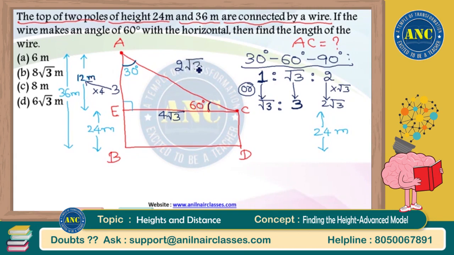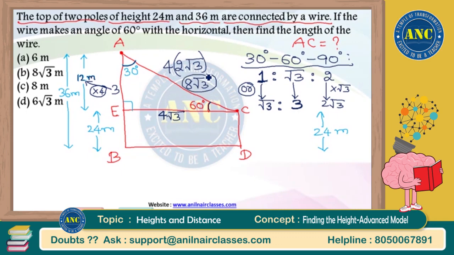According to my assumption, but according to the question, how much are they asking? This value is multiplied by 4. Here also it is multiplied by 4. This also should be multiplied by 4. Answer is 4 into 2 root 3. AC value is 8 root 3. Everything in the diagram itself you can find out, sir.